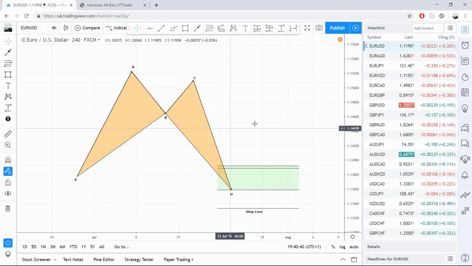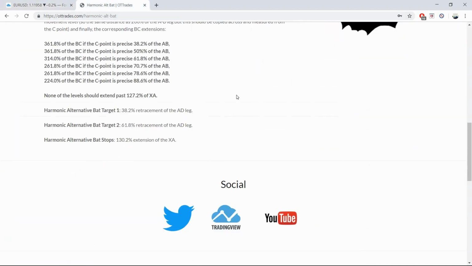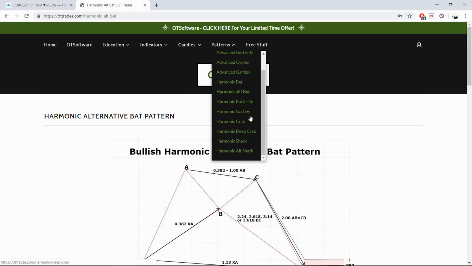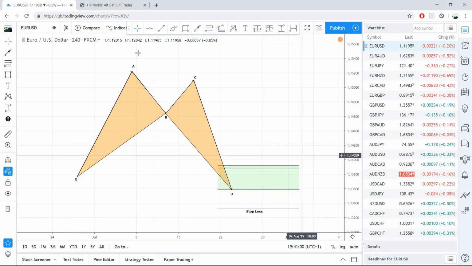That's the alternative BAT harmonic pattern. Like I said, all of these patterns are available, all of the details on all of them are available on my website, alongside all of these video explanations of the patterns. A picture paints a thousand words, and video you can obviously tenfold that. So I hope it was informative.